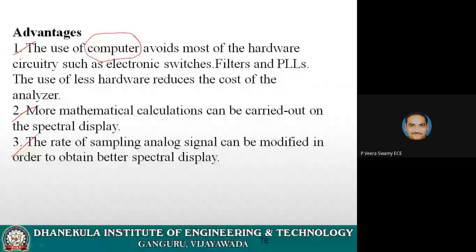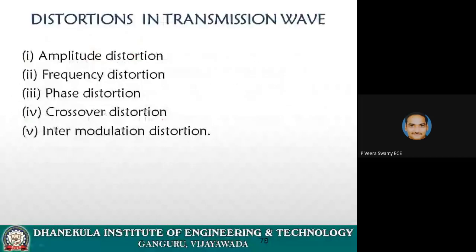Next, distortions in transmission wave. Of course, this is the prerequisite for the next unit. We may have a 2-marks question like: what are the different distortions in transmission wave? These 5 are the 5 distortions. The first 3 are the basic distortions: amplitude, frequency, phase, along with crossover distortion and intermodulation distortion.